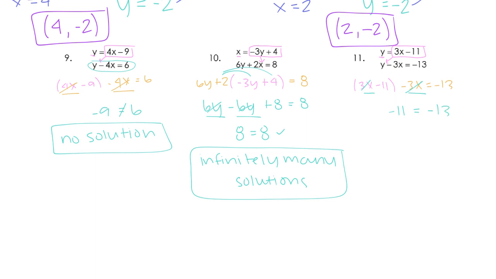This would be a false statement. So I'm going to put a slash through my equal sign. They are not equal to each other. So this would be another example of no solution. Okay, we have 2 word problems on the next page, and that will be it for your day 2 notes. So let's go ahead and flip over.